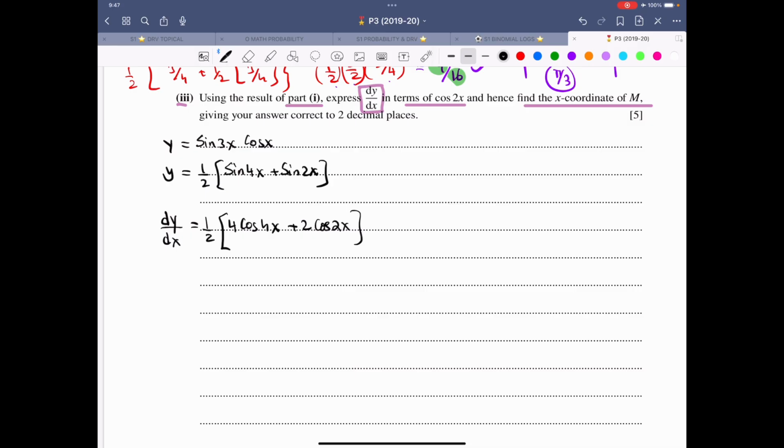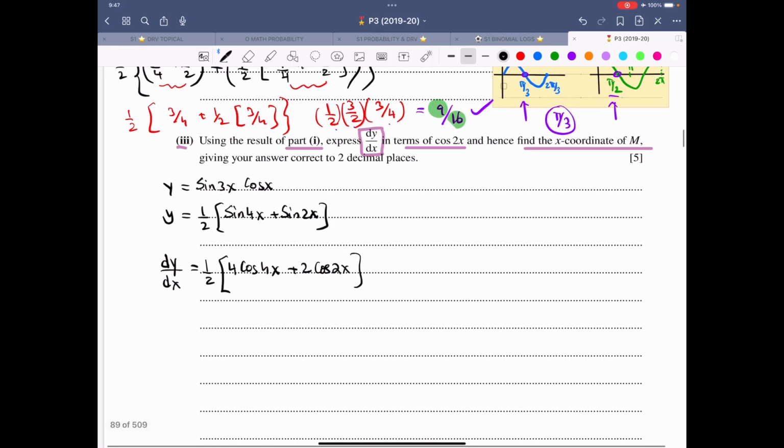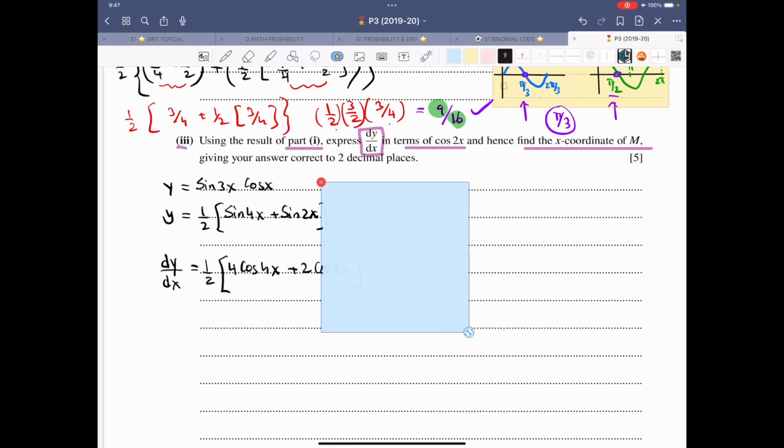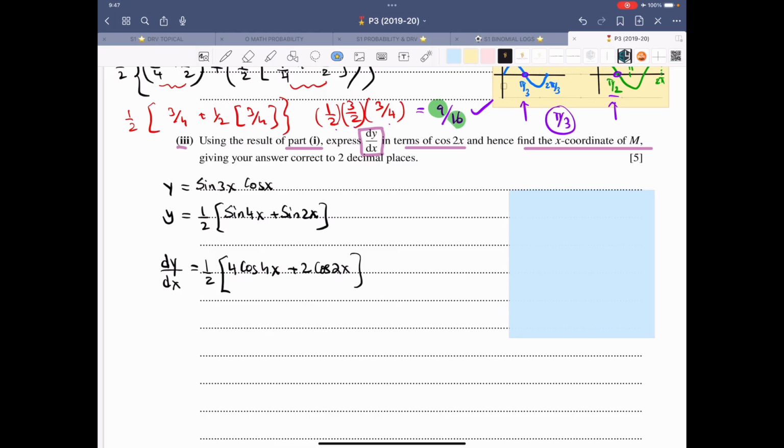Now, what needs to be done? Now we have to write everything in cos 2x. Now comes another thing, one of your favorite, that is the double angle formula. We know that cosine of 2a can be written as 2 cosine square a minus 1. That means cosine of 4a can be written as 2 cosine square 2a minus 1. Basically, 2a gives a, 4a gives 2a. Why? Because this is the double angle formula.